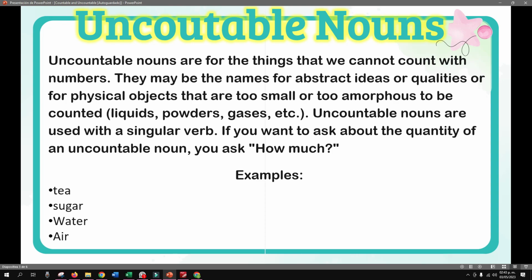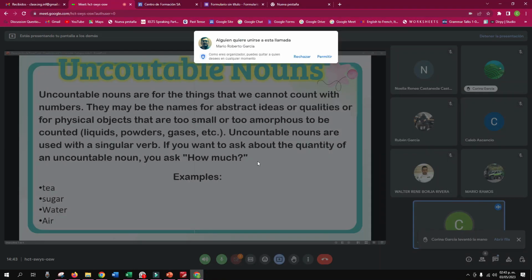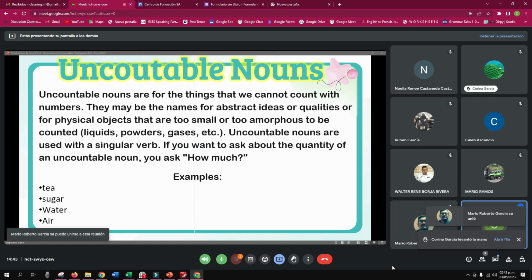Por ejemplo, el té. ¿Cómo podemos contar el té? Una taza de té, una olla de té o un litro de té, por ejemplo, ¿verdad? Pero no podemos decir, deme dos té. Un té sí, pero estamos hablando de la taza en sí, ¿verdad? Igual con el azúcar, no puede ser, deme dos, tres azúcares, ¿no? Entonces, deme una libra de azúcar, deme una bolsa de azúcar, de esa forma podemos contarlo. Igual el aire, no podemos decir dos, tres aires, ¿no? ¿Verdad?